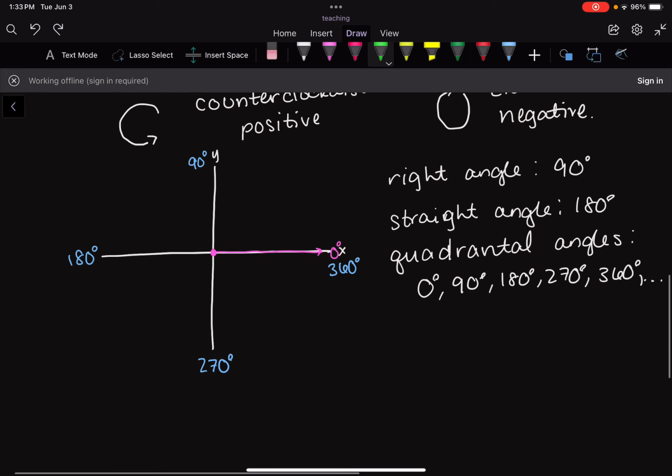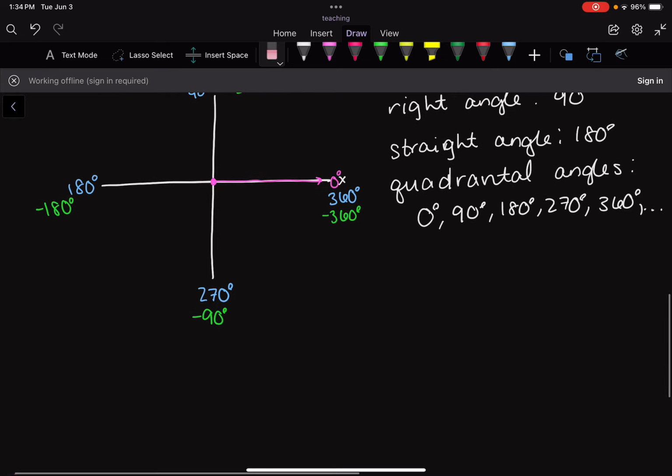Something else I'd like to mention is if we happen to go clockwise, so if we wanted to look at a negative angle, I could go this way, and so this would be negative 90 degrees. I can keep going. This would be negative 180 degrees. Up here, this would be negative 270, and this would become negative 360. So you can also do negative angles as well.